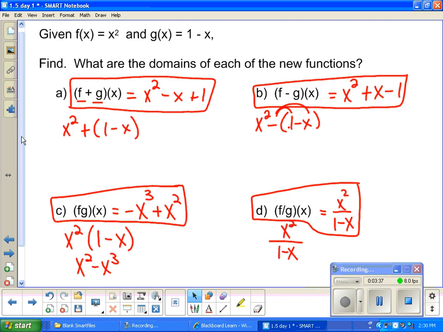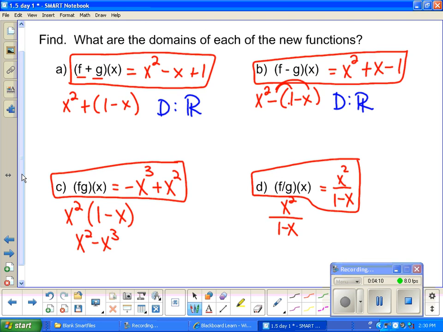Let's talk about the domains. Composition of domains. The domain for f of x is all real numbers, and for g of x is all real numbers. When I combine them, I get a polynomial, so my domain would also be all real numbers. Same thing with subtraction. Now, if there's a domain restriction in one of my original functions, then I have to keep that. Again, when I multiply all real numbers and all real numbers, I'm going to get a polynomial, so my domain will be all real numbers.